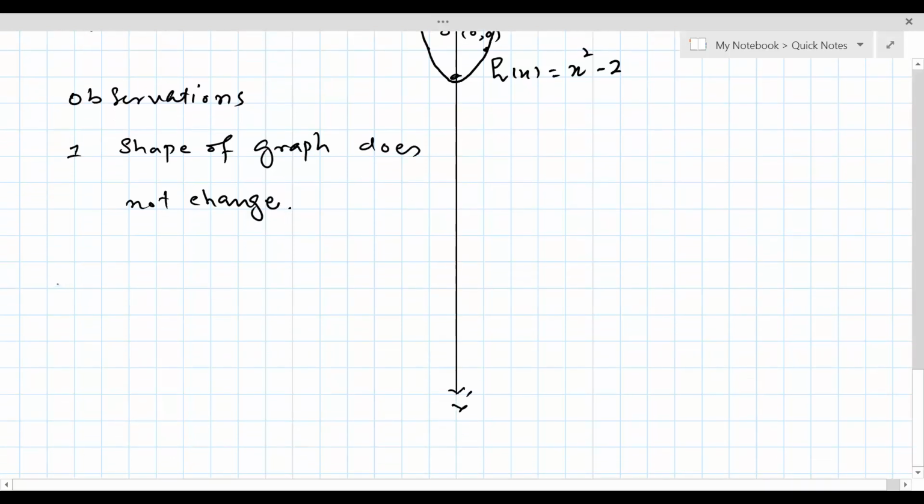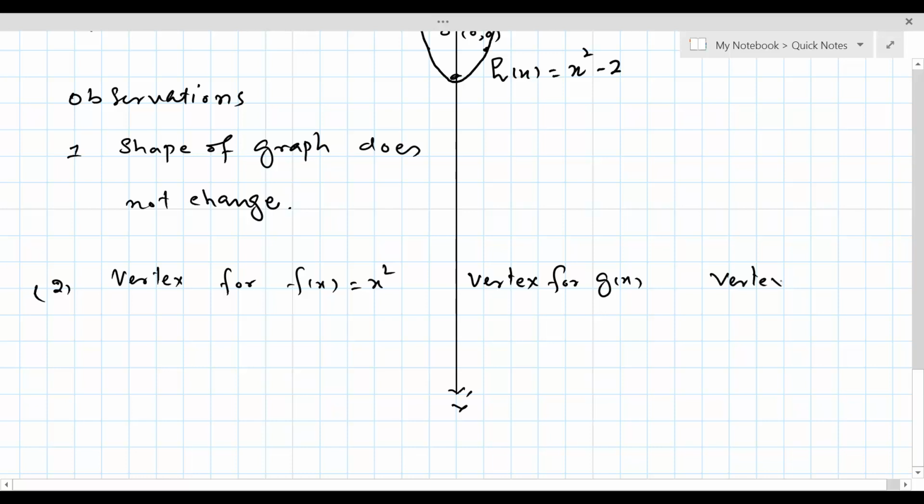And vertex, let's start with vertex. Vertex for f of x equal to x square, vertex for g of x, and vertex for h of x. So what is vertex for f of x? That we already know, that was 0, 0.